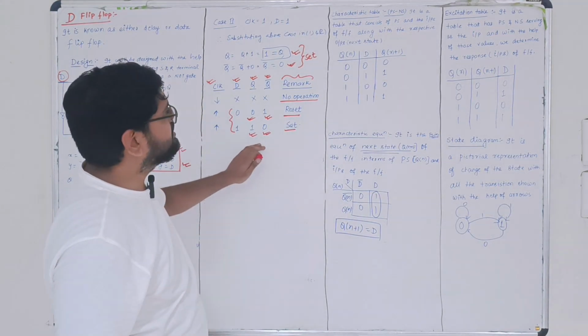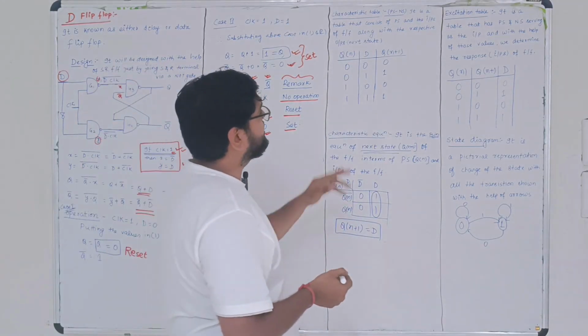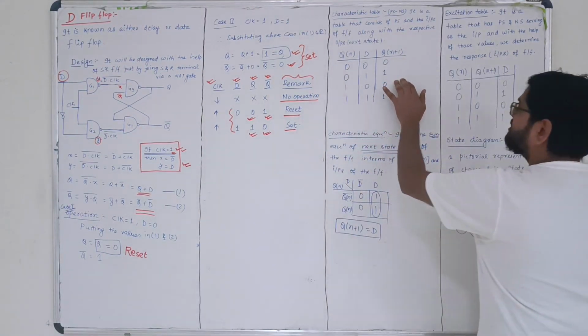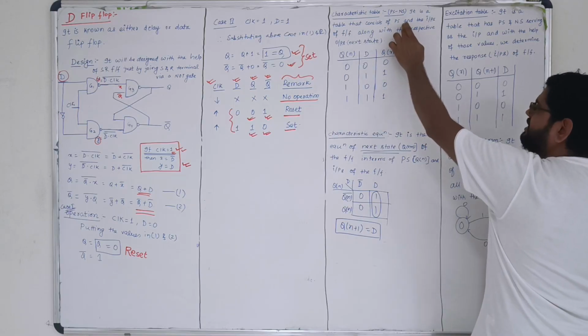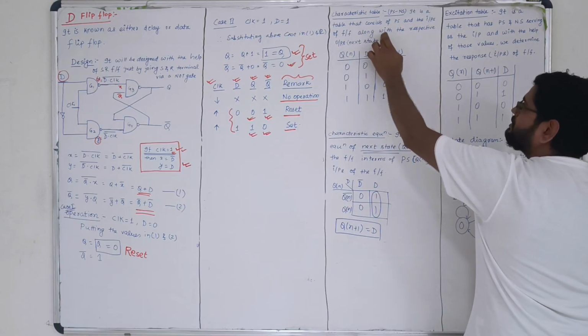Once you have got this, you have to go for the characteristic table. Now you can see the characteristic table definition. It is written that it is a table that consists of the present state and the inputs of the flip-flop.